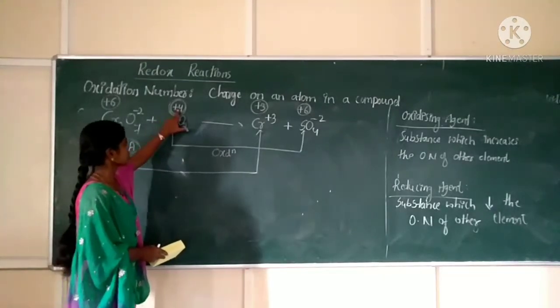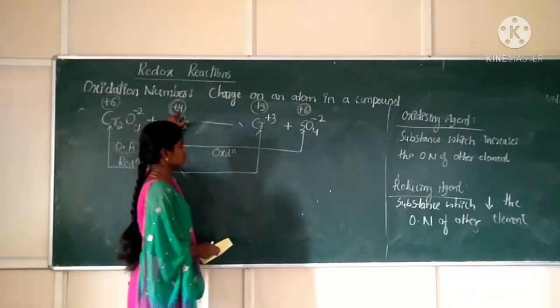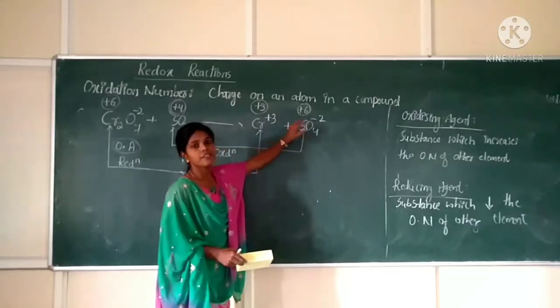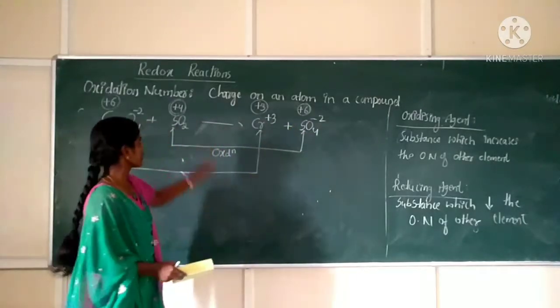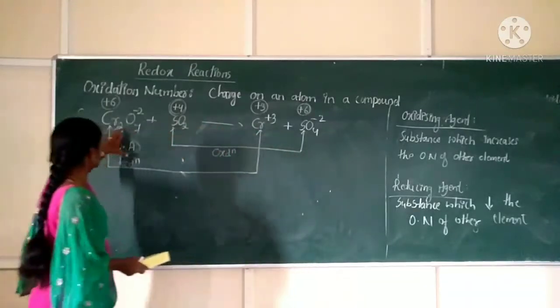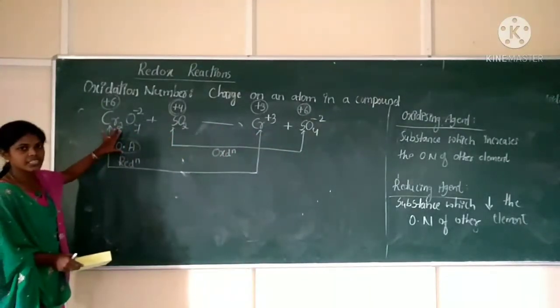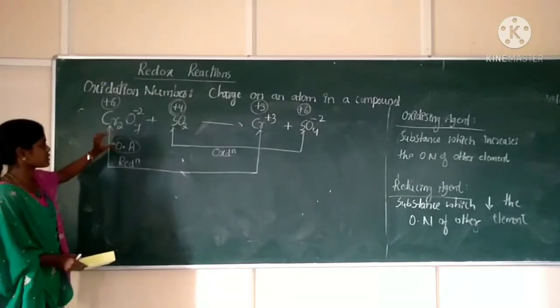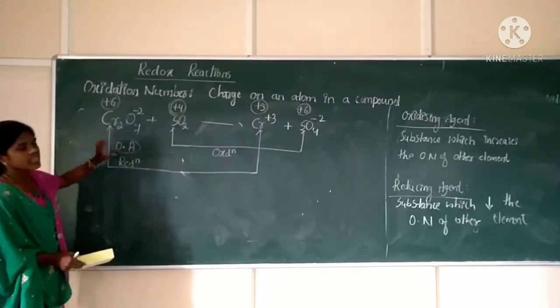Sulfur is increasing the oxidation number from plus 4 to plus 6. For the oxidation of sulfur from plus 4 to plus 6, the oxidizing agent is helping. But then what is this oxidizing agent?